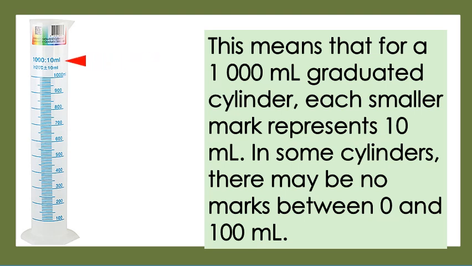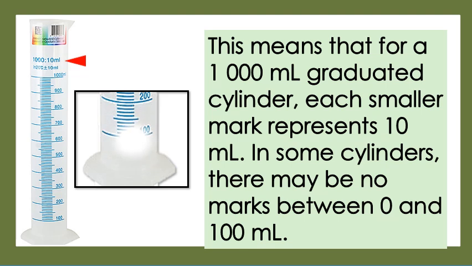This means that for a 1000 milliliters graduated cylinder, each smaller mark represents 10 milliliters. In some cylinders, there may be no marks between 0 and 100 milliliters.